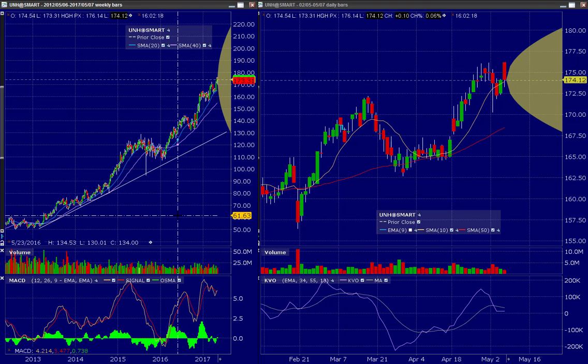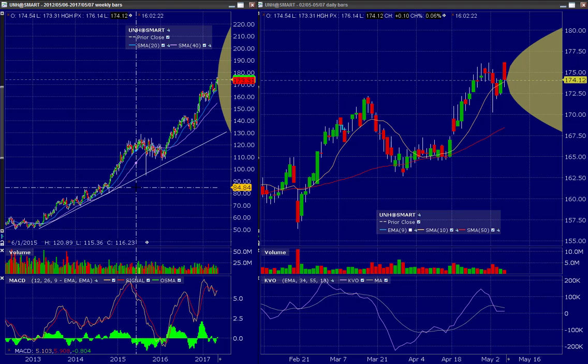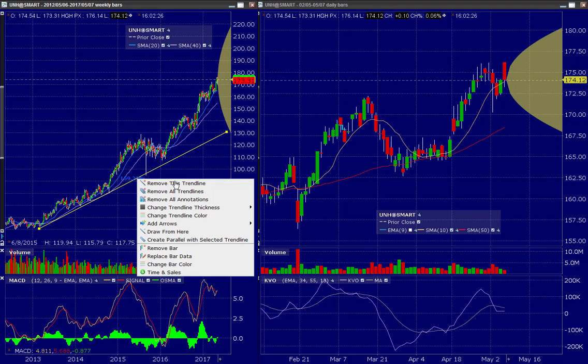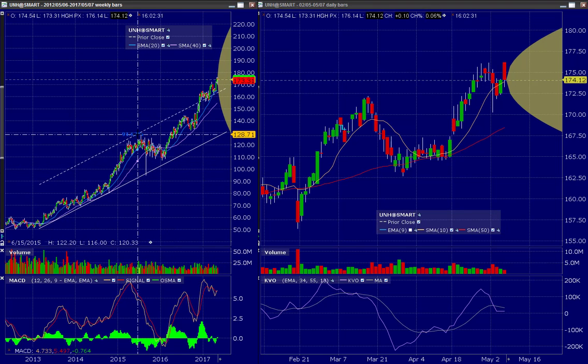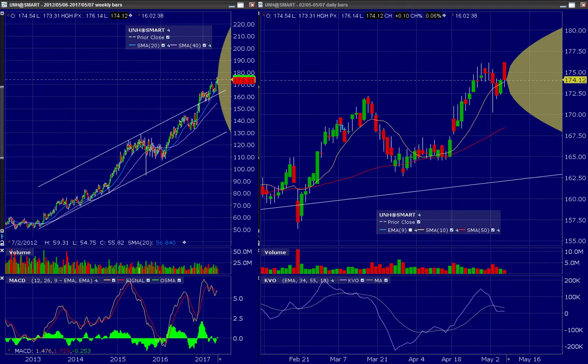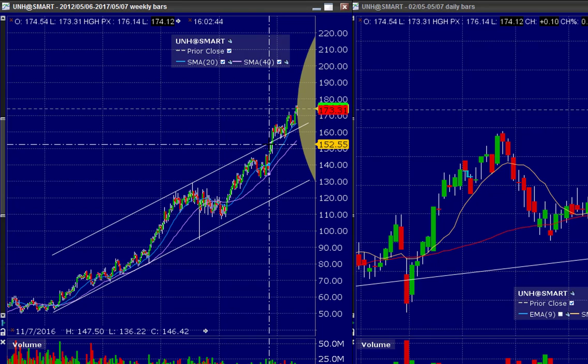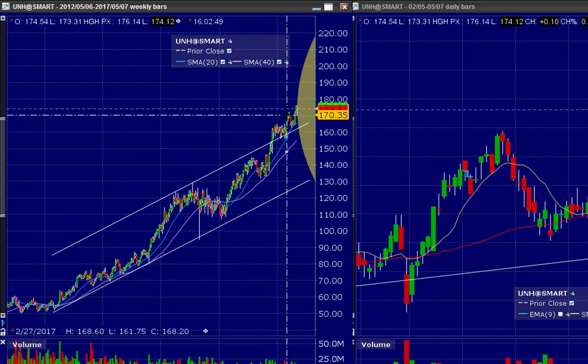Now, one of the other things that happens very often is that there's a channel which runs parallel to this line. So what I'm going to do at this point is create a parallel line with that selected trend line, and put it on here and try to connect as many tops as I can. One of the things that you notice right away is that this stock in late 2016 came out of this long-term channel and has been trading above it for quite some time.